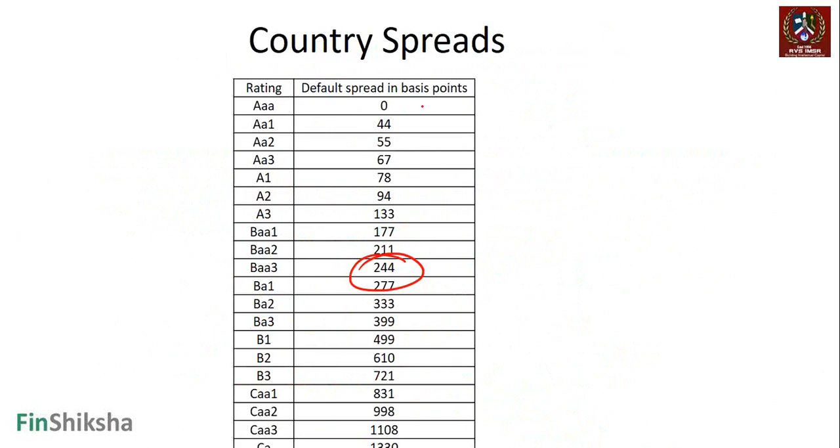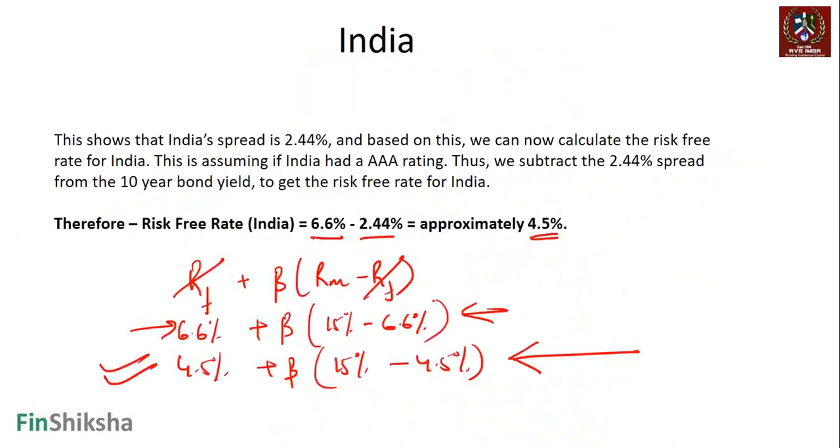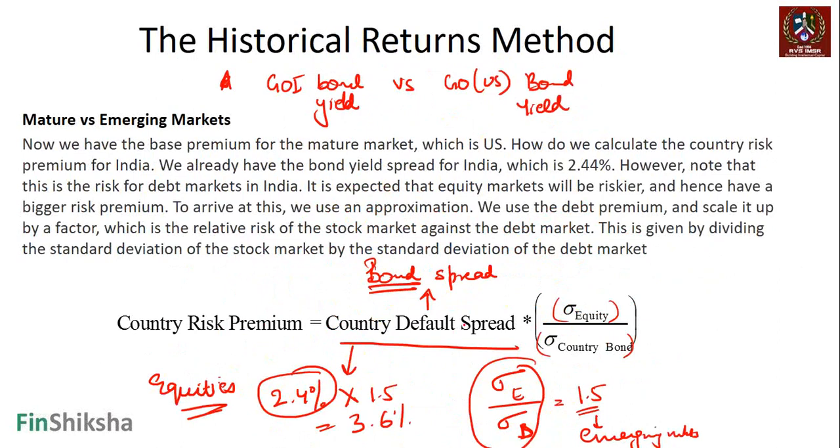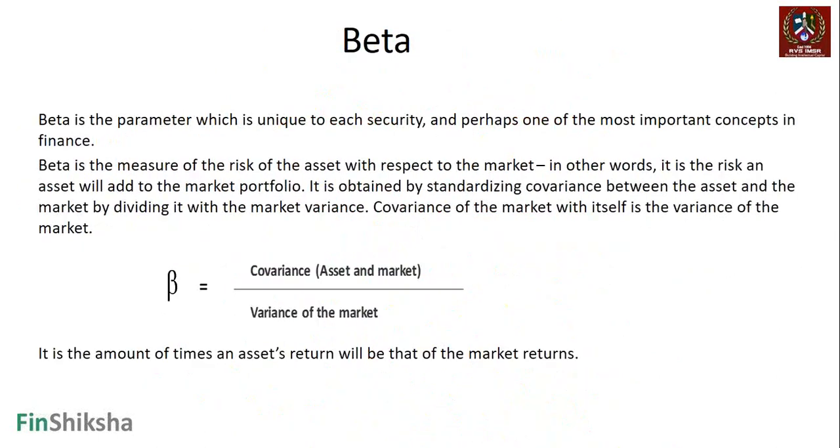That's the spread between a US bond and an Indian bond. So we got the 2.4% number, multiply by sigma equity by sigma debt, which is usually 1.5, and we get this value, which is the extra risk that someone would want to get compensated for when investing in Indian equity markets, right? So that's 3.6% as we look at it.